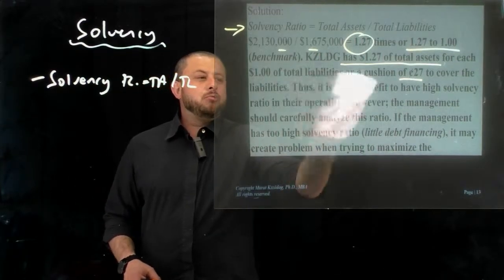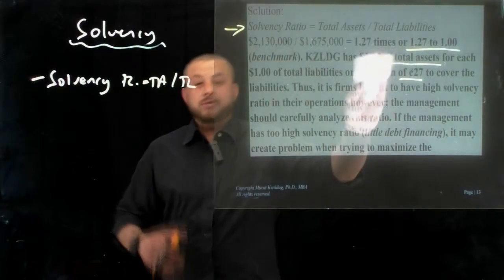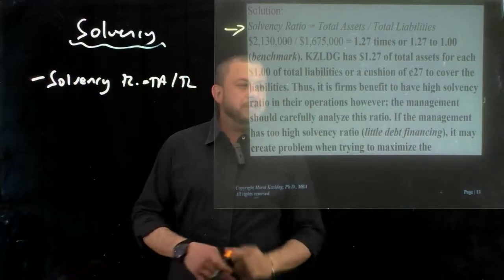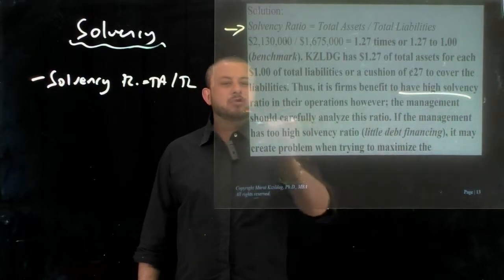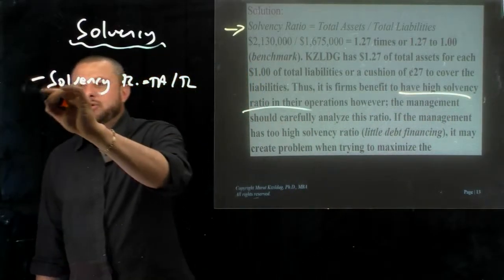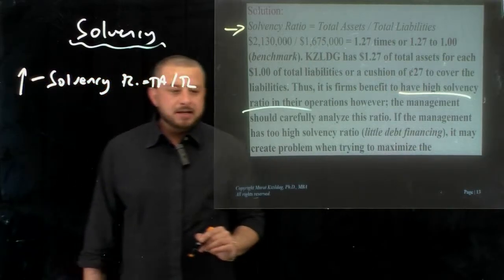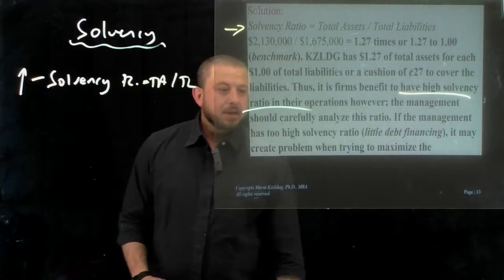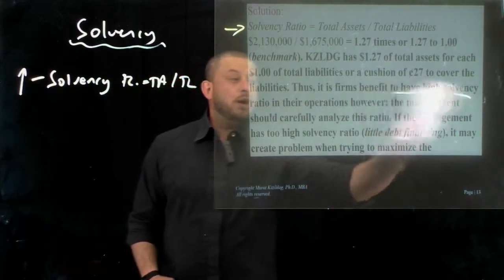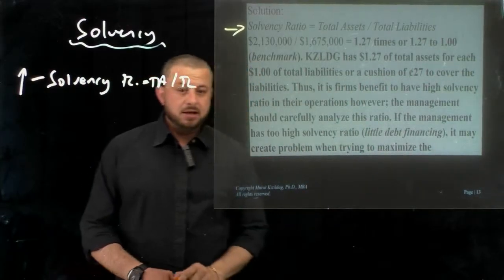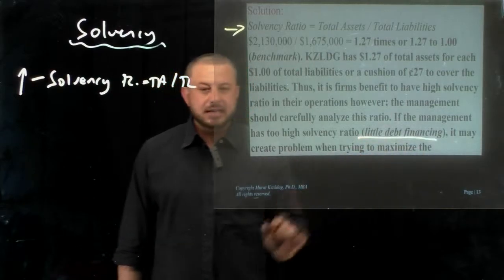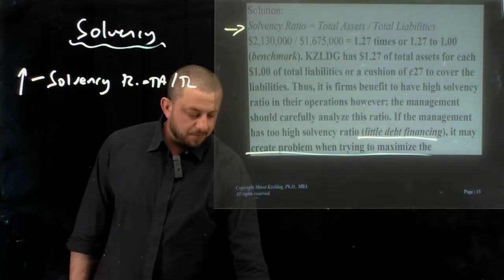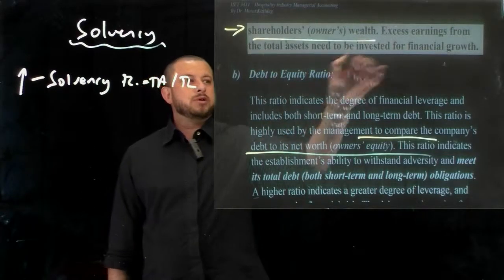Of course, when we do the comparison, clearly 1.27 is greater than 1, which is the benchmark, and it is to the firm's benefit to have a high solvency ratio. You want this ratio as high as possible so you can become a solvent company, okay? If the management has too high a solvency ratio, that means there's little debt financing in there, it may create problems when trying to maximize the company's value or shareholders', owners' wealth.